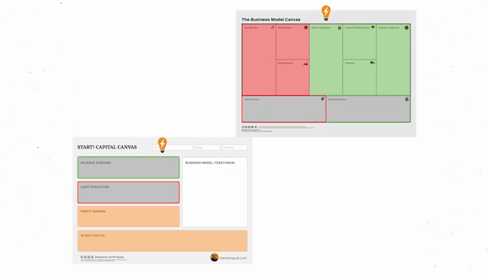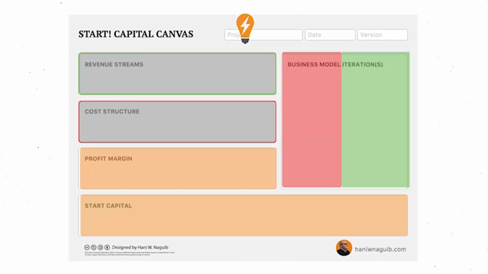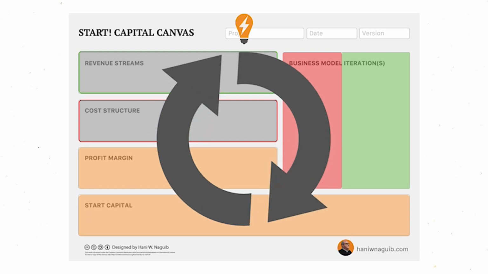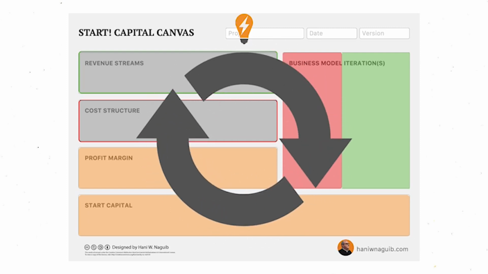What if your profit margin is not satisfactory? Ask yourself, what kind of changes can I make to reduce my costs? Or what kind of changes can I make to increase my revenues? Repeat the process until you find the best possible setup for your startup.